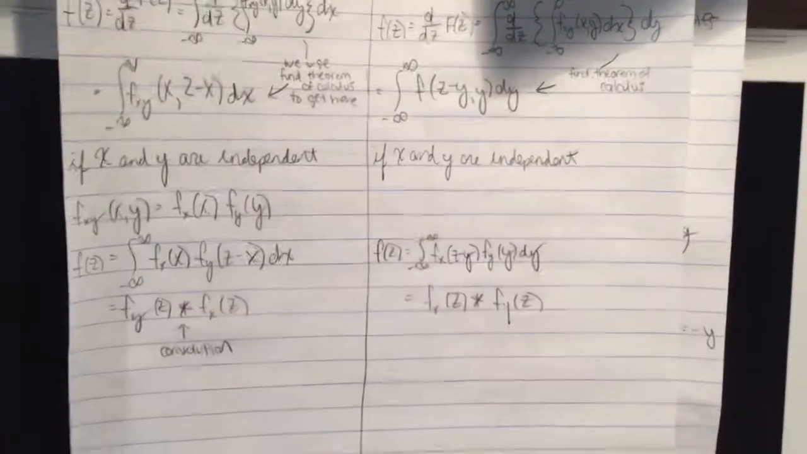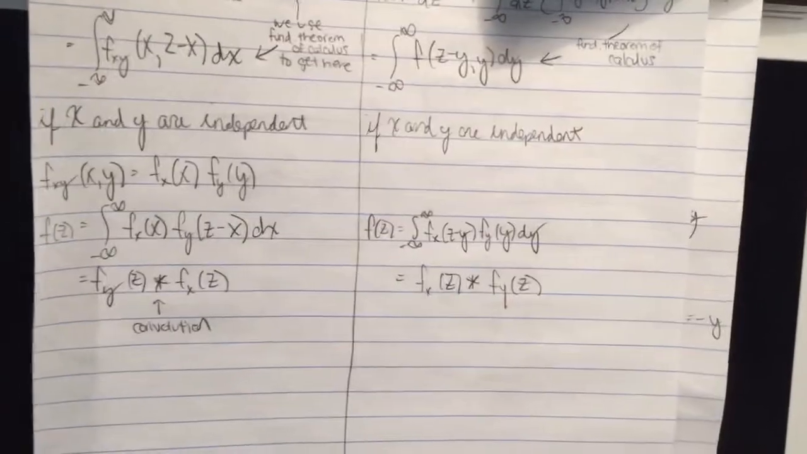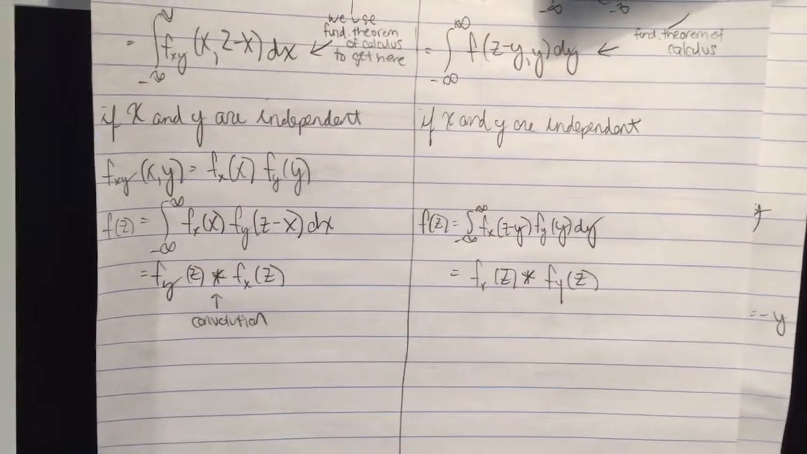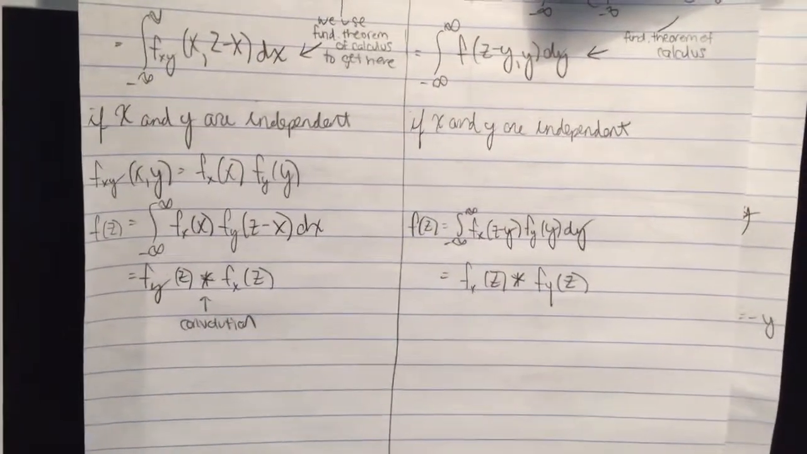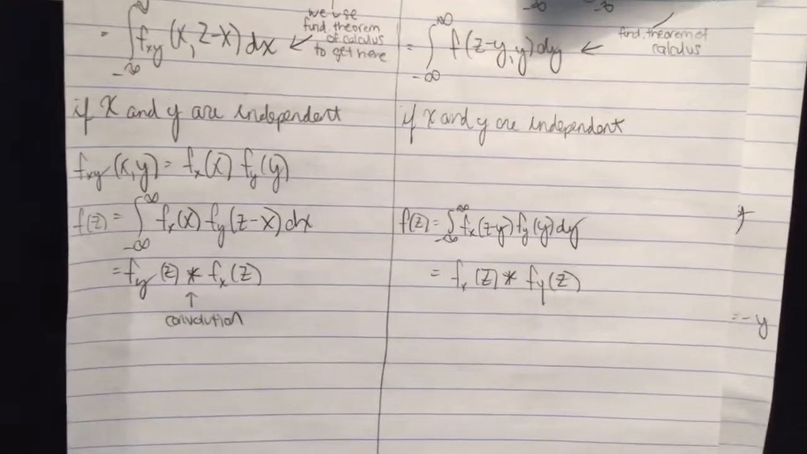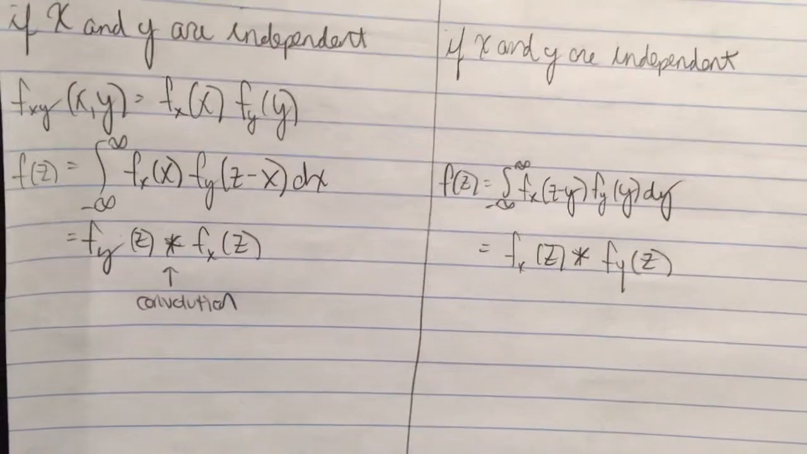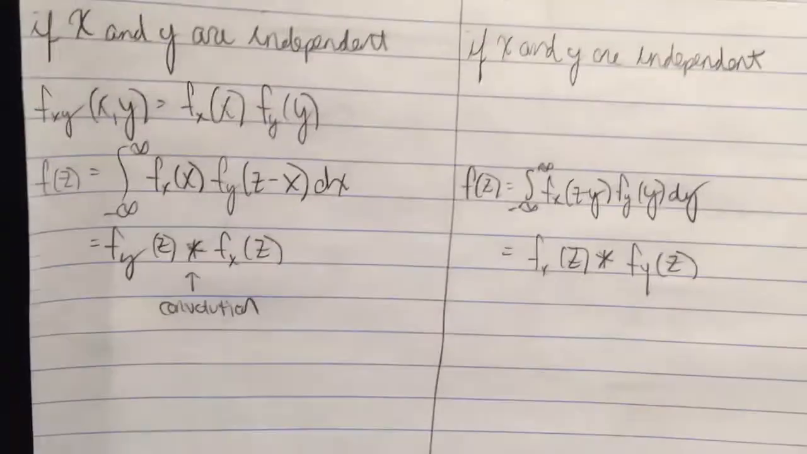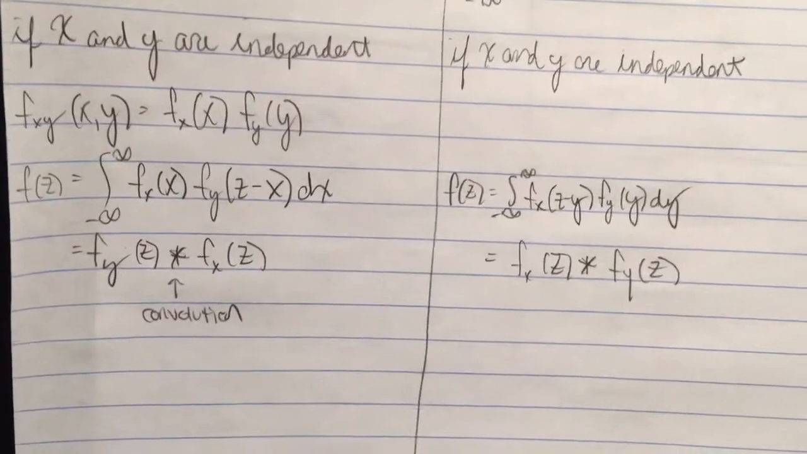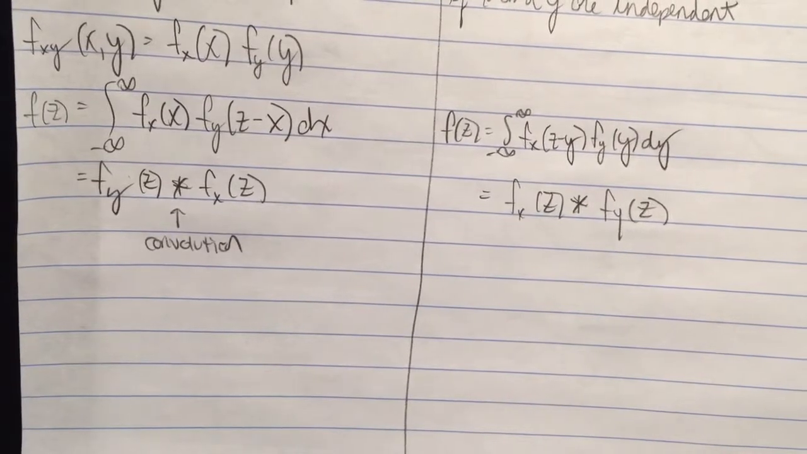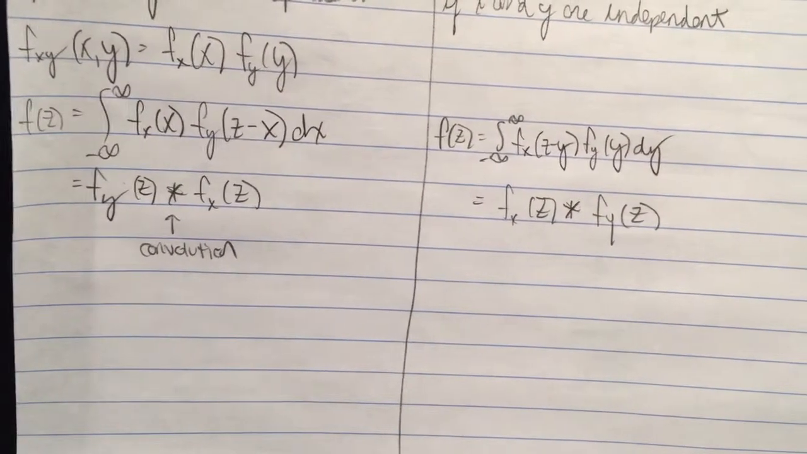It's a good thing to note that if x and y are independent, which I think is implied in this explanation, f of x comma y is actually equal to f of x times f of y. We can use that to our advantage, because over here, f of x comma z minus x is actually f of x times f of y of z minus x, dx. It's the convolution of f of z in the y plane and f of z in the x plane.